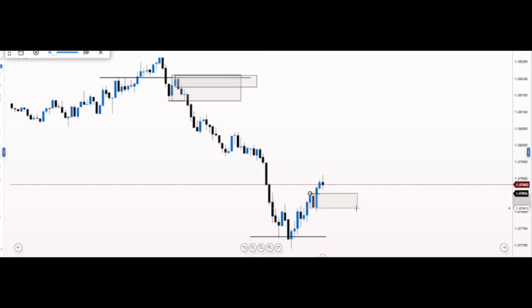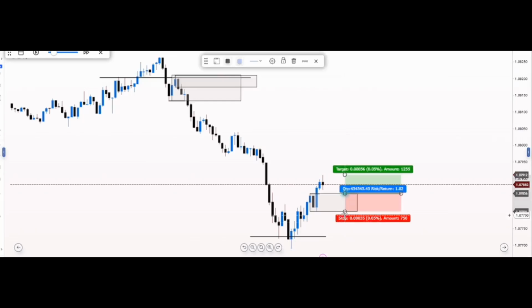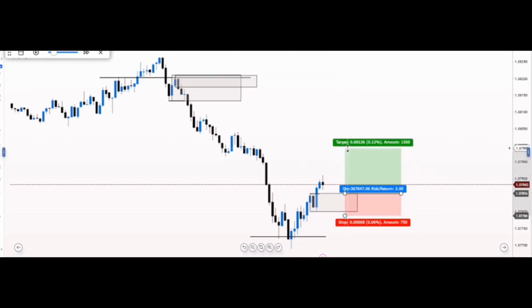This one. So that's going to be our area of interest. Once price taps into that one, we want to go long from there. So we can actually frame our trade to go long from this zone here. From this zone, give a buffer to your trade and target 1 to 3. Simple.